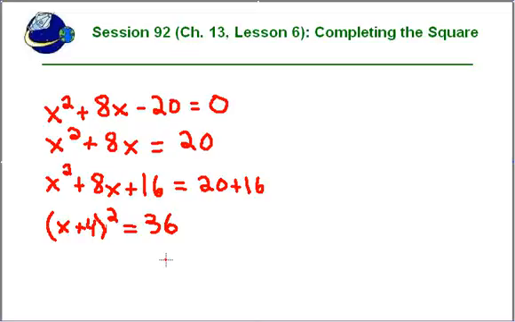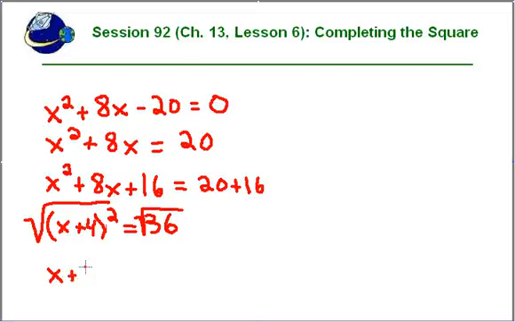Now, what I'm left with is on the left-hand side of the equation, everything on the left-hand side is now being squared. X plus 4 is being squared as a unit. Because it's being squared as a unit, I can now take the square root of the entire left side here, which means I also need to take the square root of the right side. Well, what is the square root of x plus 4 squared? Well, that's just simply x plus 4.